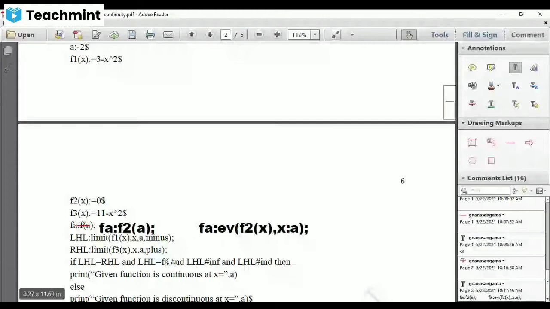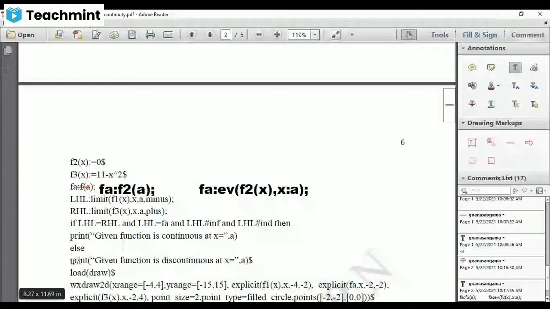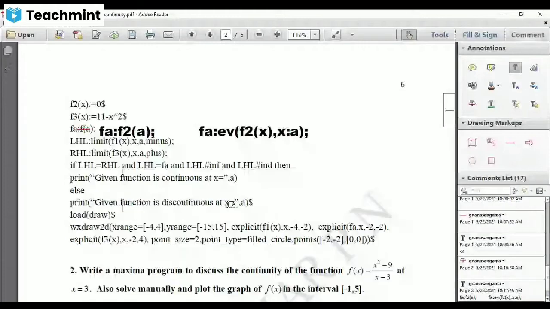So if this continuity condition is true, then it prints this. Suppose any one of them fails, because 'and' is there, and 'and' means a compulsory condition, right? So if any one of them fails, then it executes this: else print, within double apostrophes, given function is discontinuous at x equal to, comma, a. This will be displayed if any one of them fails. So in this case, it displays given function is discontinuous at x equal to -2. So this gives you the continuity of a function at a point.